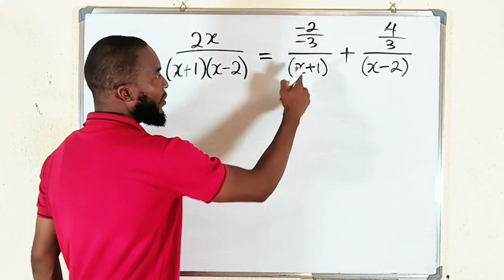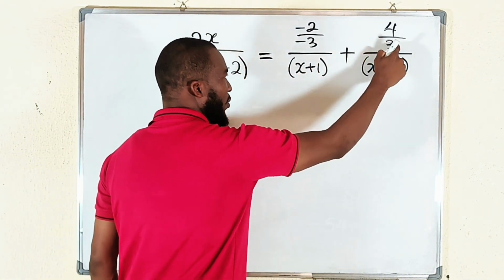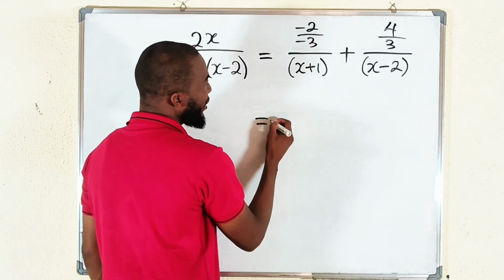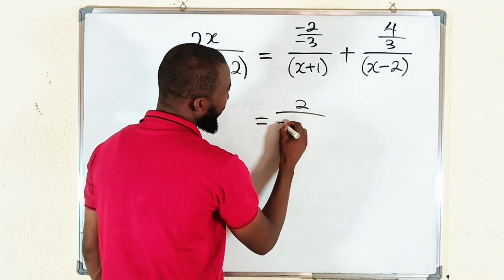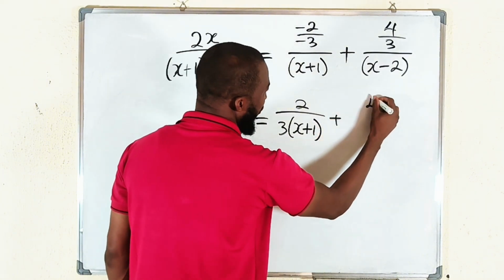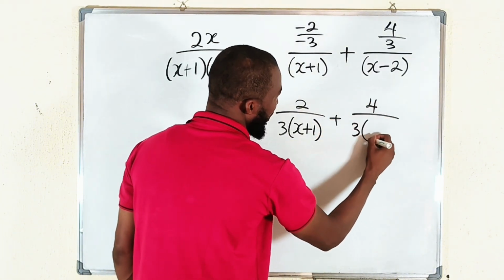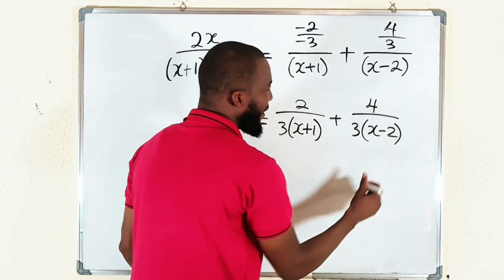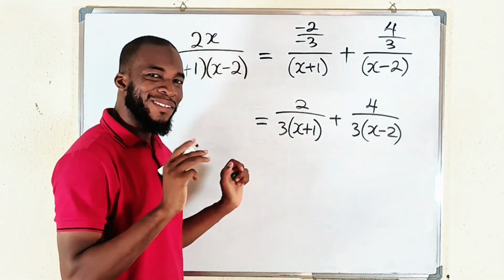You simplify. You know you can drop this down. You can also drop this down. So finally you have 2 divided by 3 multiplied by x plus 1, then plus 4 divided by 3 multiplied by x minus 2. This is the cover-up method. As simple as that.